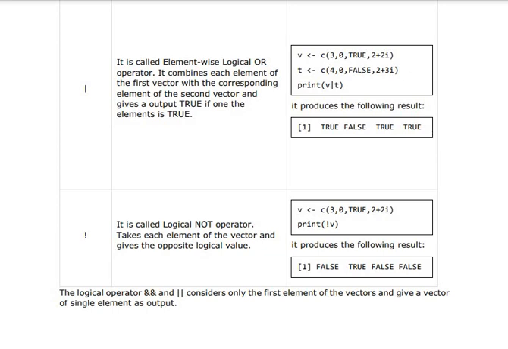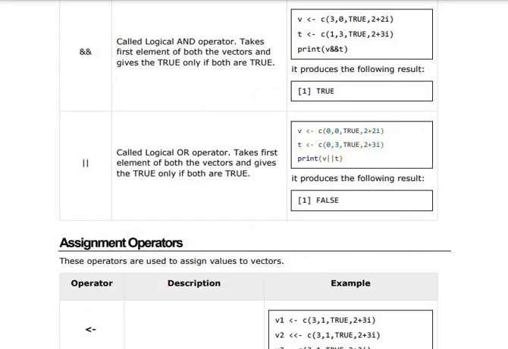So we have logical AND OR. Look at the symbols. 2 symbols, ampersand, ampersand, similarly 2 OR symbols. And these logical operators consider only the first element of the vector. Only the single element, first elements. Logical AND takes the first element of both the vectors and gives the true if both are true. It takes the first element only. Similarly, logical OR.